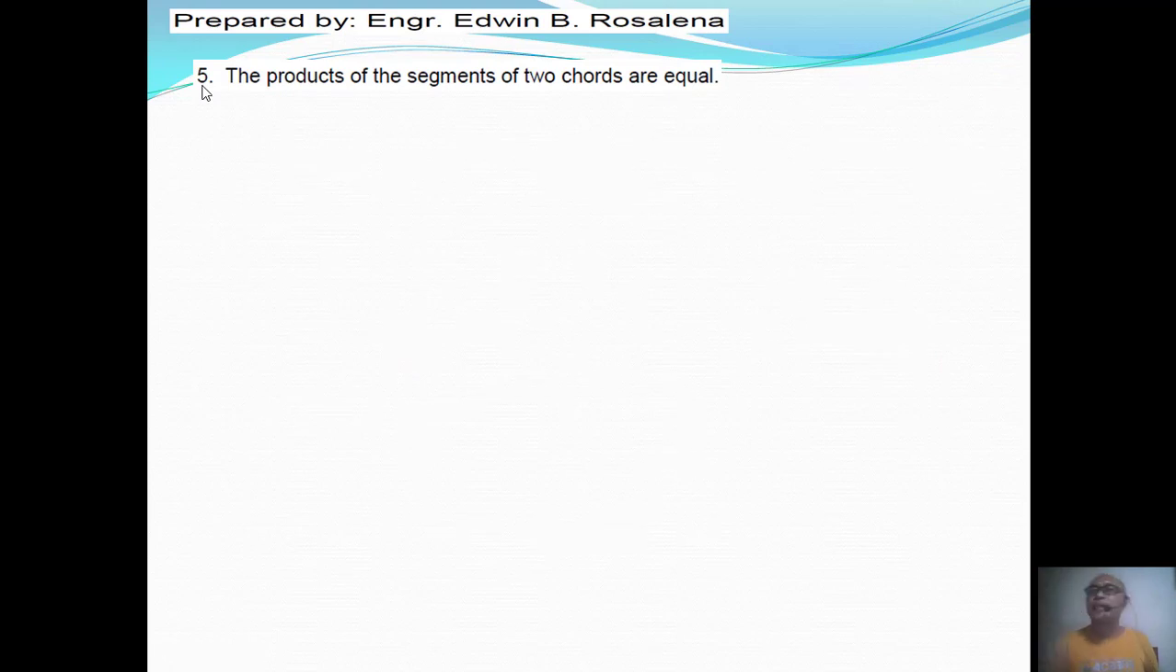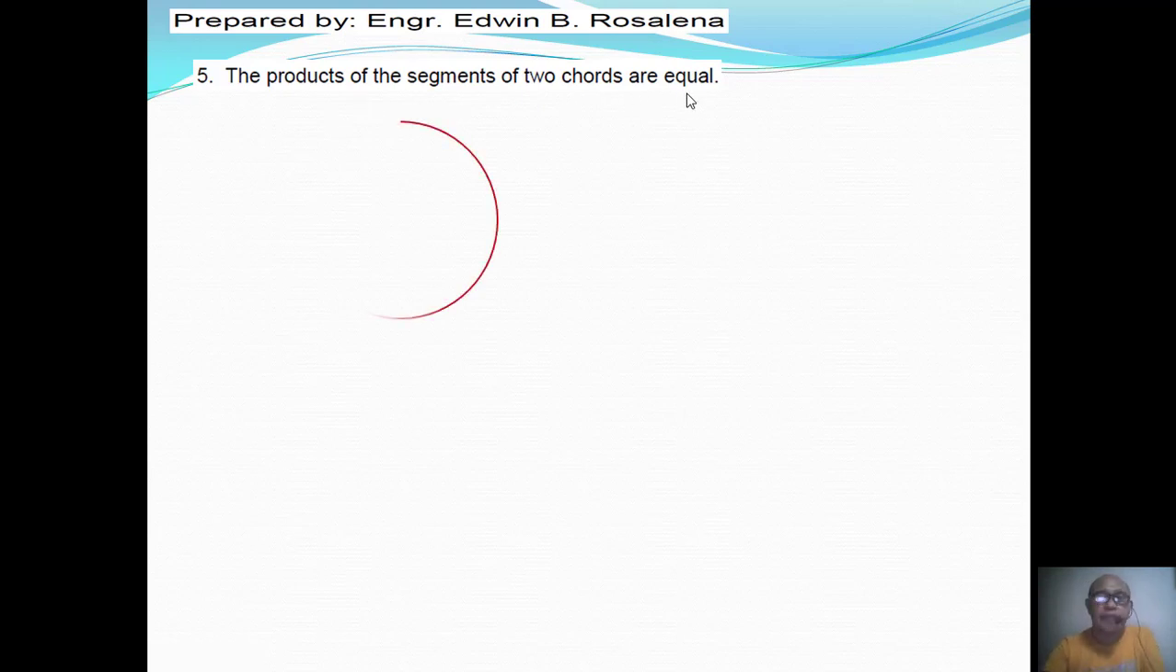Recall? Number 1, a line drawn from the center to the point of tangency is perpendicular to the tangent. Number 2, the angle between chord and the tangent. Number 3, inscribed angle. Number 4, inscribed angle in a semicircle is a right angle. Okay, number 5. The products of the segments of two chords are equal.